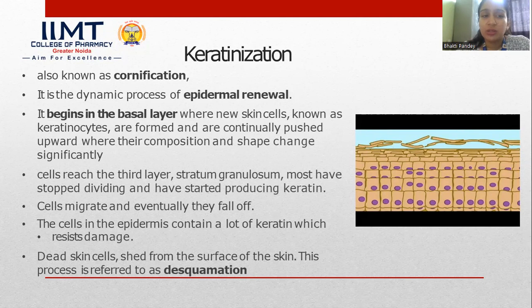It begins in the basal layer, where new skin cells known as keratinocytes are generated and continuously pushed upward, where their composition and shape change significantly. When cells reach the third layer, the stratum granulosum, most have stopped dividing and have started producing keratin. Cells migrate and eventually they fall off.